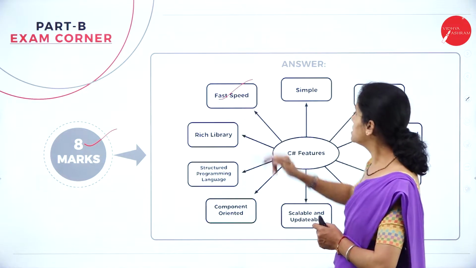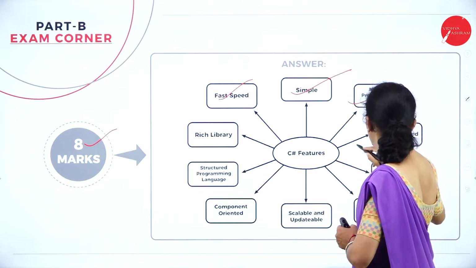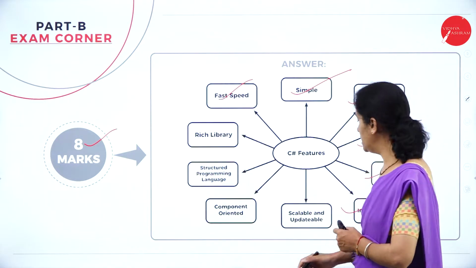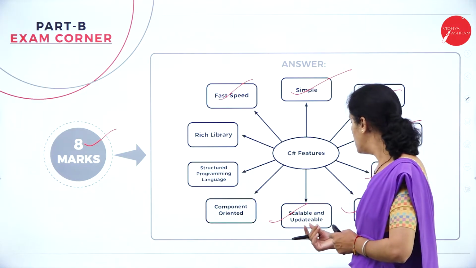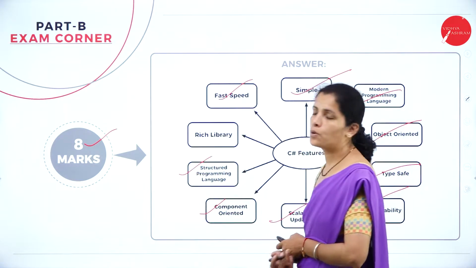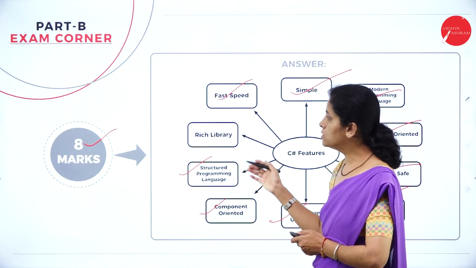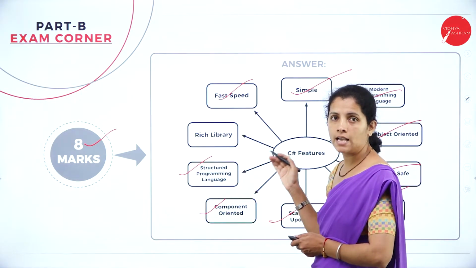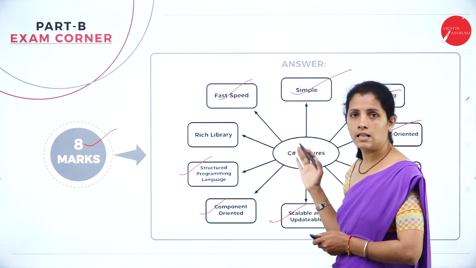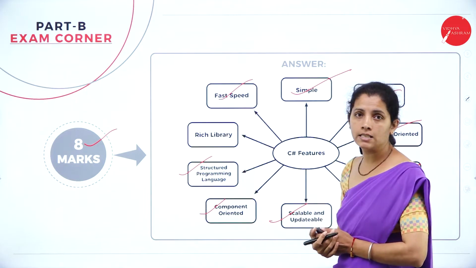So, here: fast speed, simple, modern programming language, object-oriented, type-safe, interoperability, scalable and updatable, component-oriented, structured programming language, as well as rich library. So these are the characteristics of C# programming. If you want to get full marks, then you have to answer 8 characteristics, and each characteristic carries 1 mark.